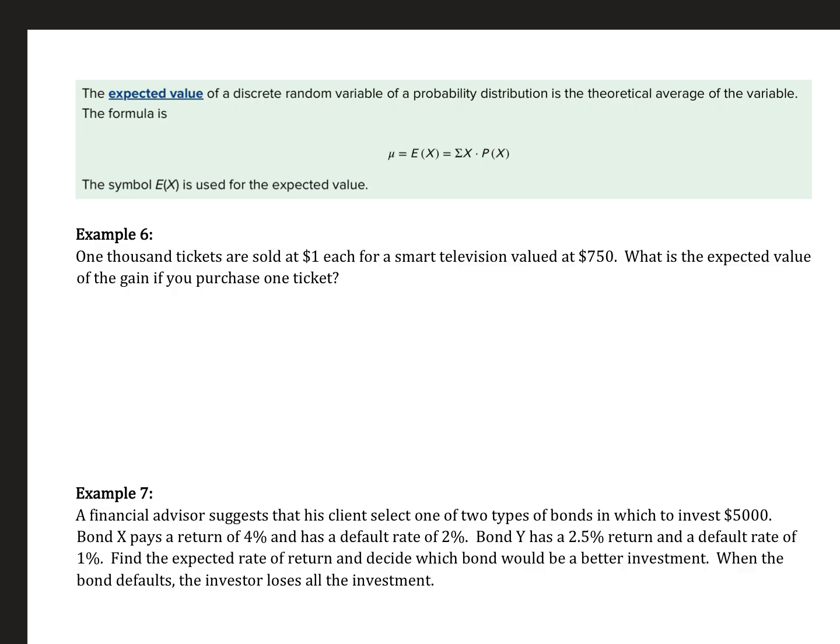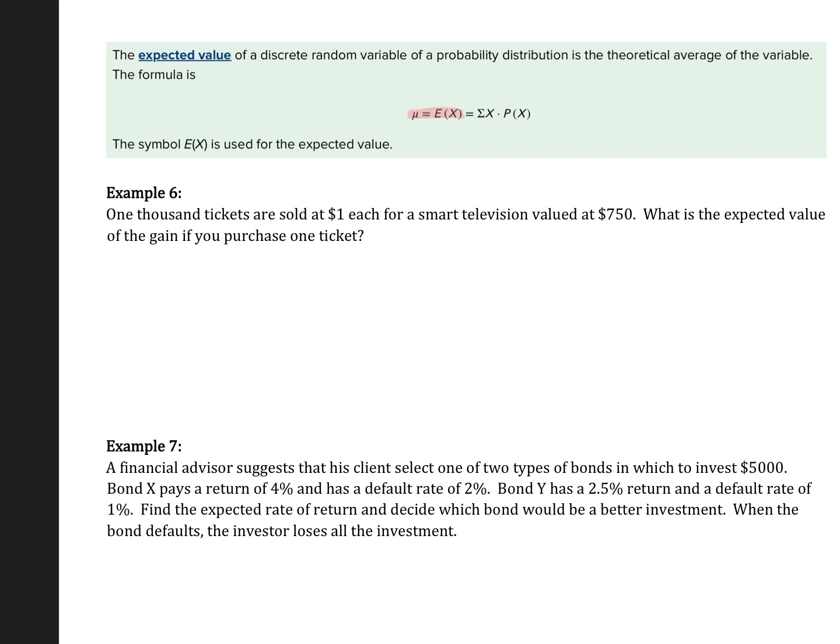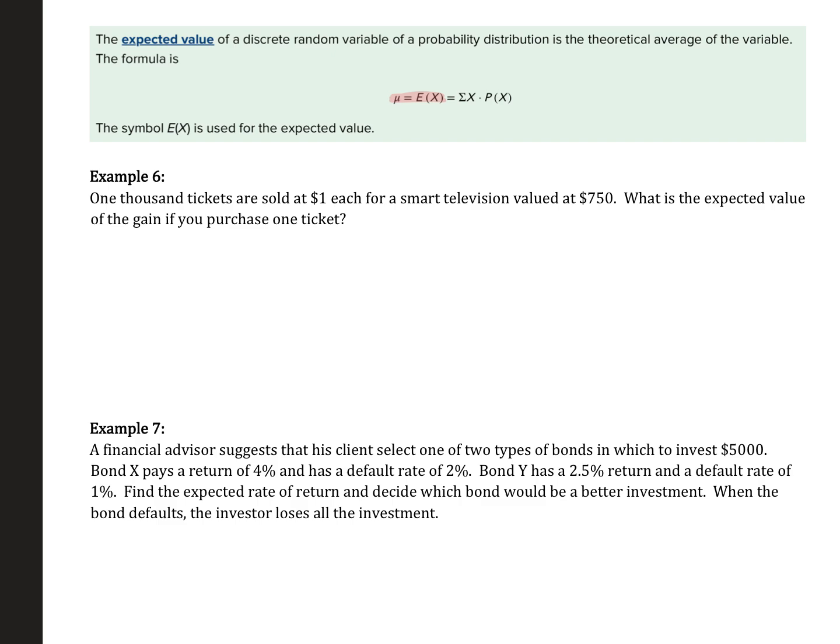Okay, so expected value and mu are the same thing. So if I ask you to find expected value, I'm asking you to find mu. I'm asking to find the mean. So make sure that you understand that. So on example 6, and this is how you want to think through doing any of these bond problems or any of these like gambling problems. So you have 1,000 tickets sold at $1 each for a smart television valued at $750. What is the expected value of the gain if you purchase one ticket?